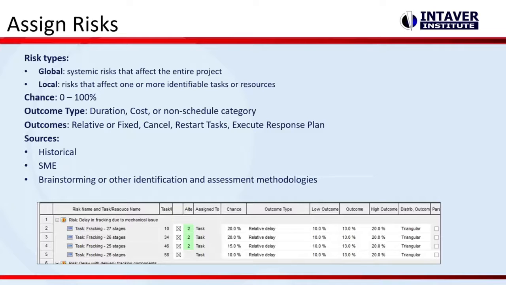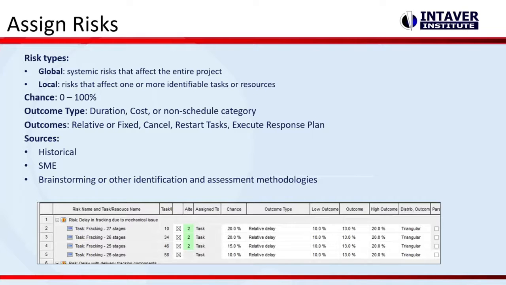So the next step is when we're going to assign risks. Risks can be global or local. Global risks are systemic risks. We don't see them too often. A lot of times now we're going to model global systemic risks like weather using a probabilistic or weather calendar. Local risks are risks that are assigned either to activities or resources.